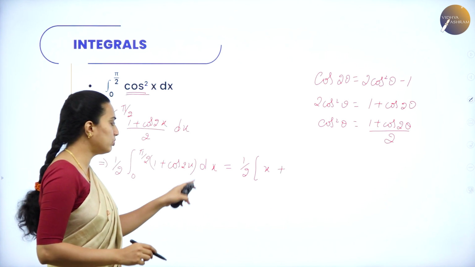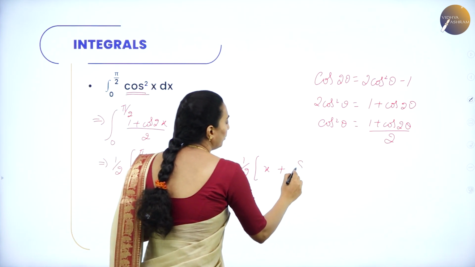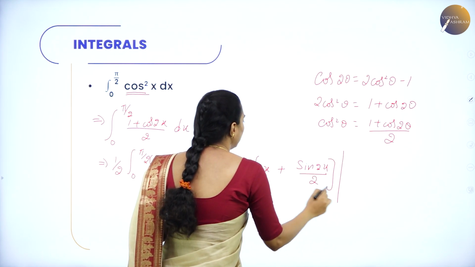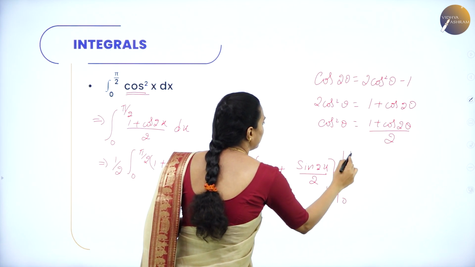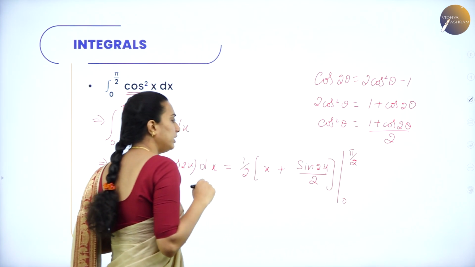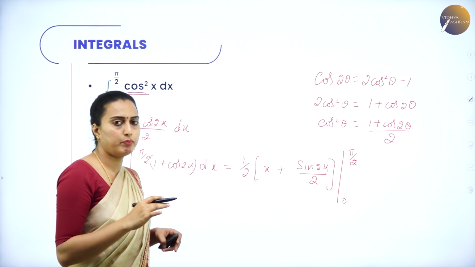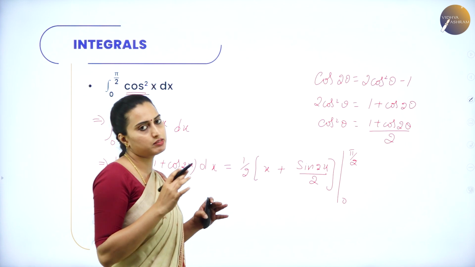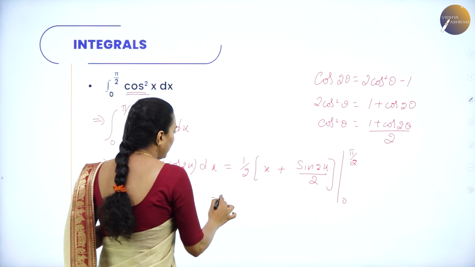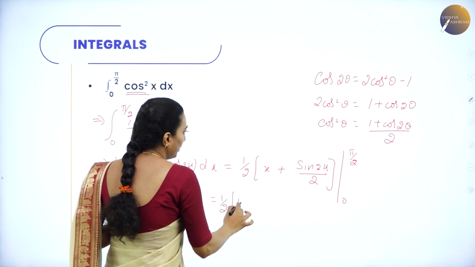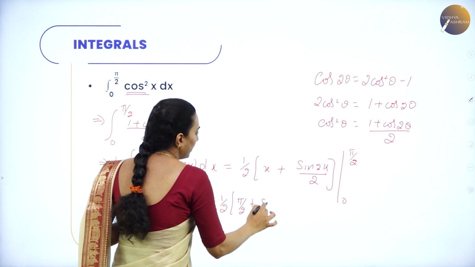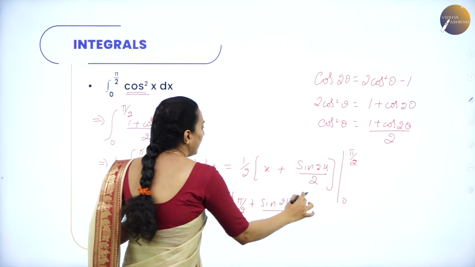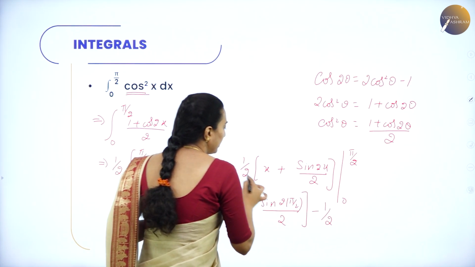Again, the integration of cos 2x will be sin 2x divided by 2, right? Now apply the limit from 0 to pi by 2. First apply the upper limit, replacing x by pi by 2, and then with the minus sign apply the lower limit, replacing x by 0. Now you have 1 by 2 times, applying the upper limit, pi by 2 plus sin(2 into pi by 2) divided by 2, minus 1 by 2 applying the lower limit.